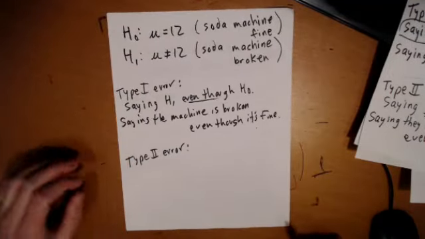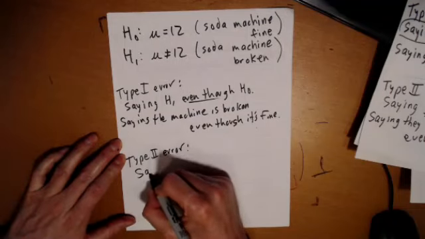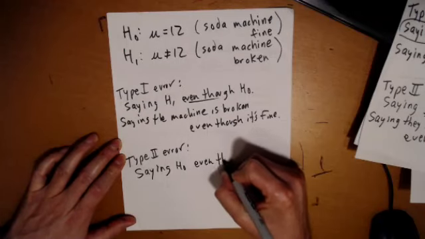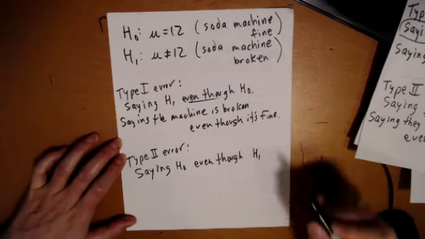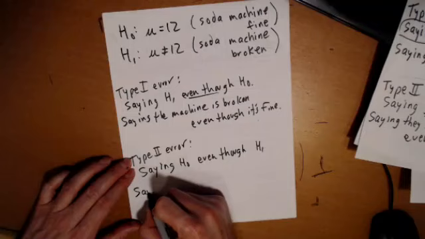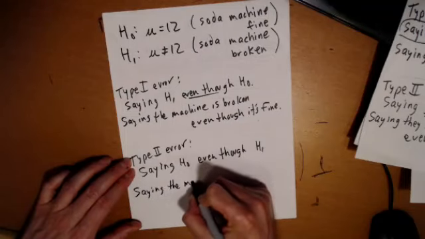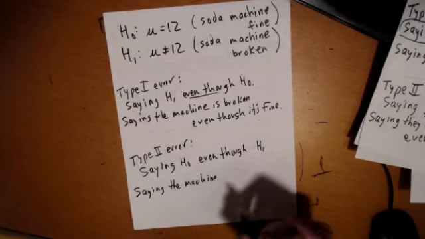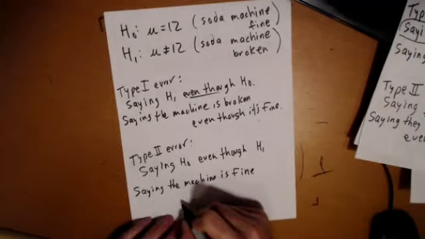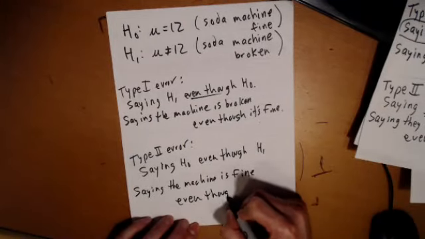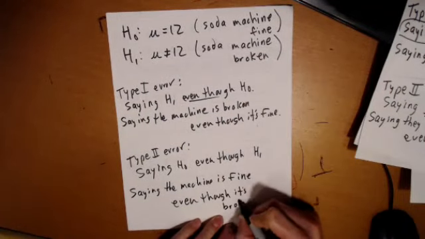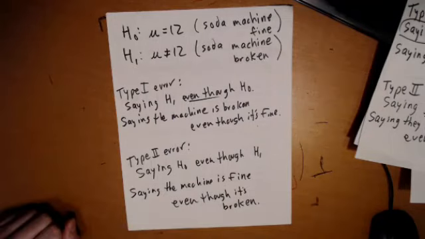Ooh, penmanship. Okay, type 2 error, so that would be saying H0, even though H1. So H0, saying the soda machine is fine. Saying the machine is working fine, even though H1, even though it's broken. Aha! Okay, starting to make more sense.